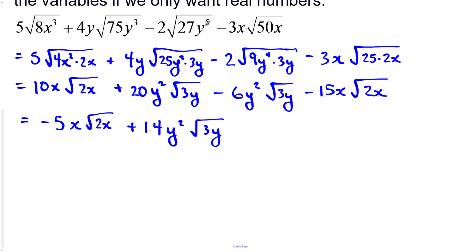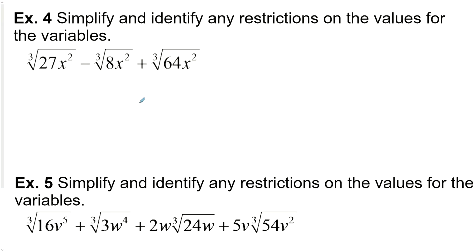Now we want to have only real results. So we have an x under the radical here, and we can't take the square root of a negative number if we want real results. So we need to say that x is greater than or equal to 0, and also y is greater than or equal to 0.